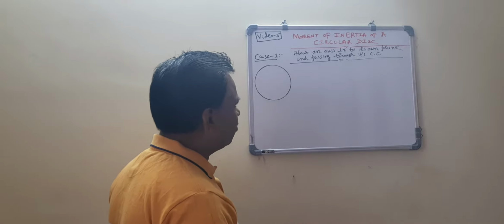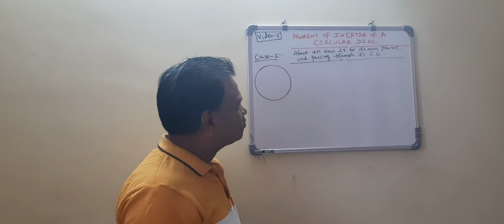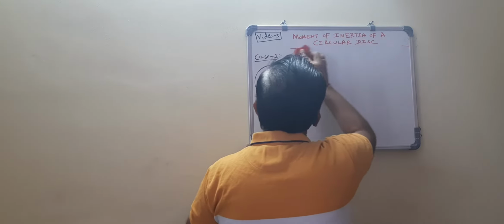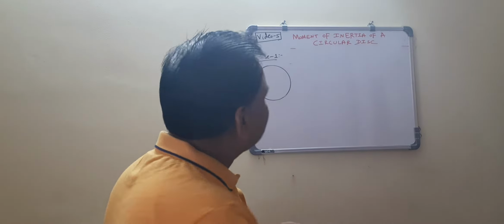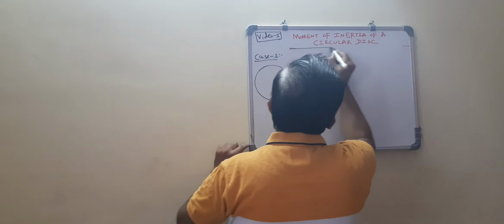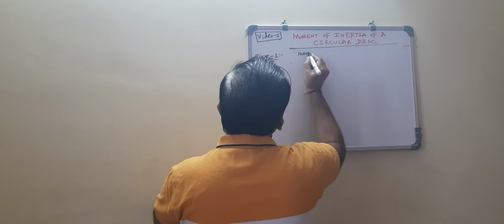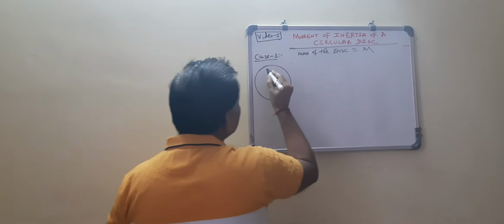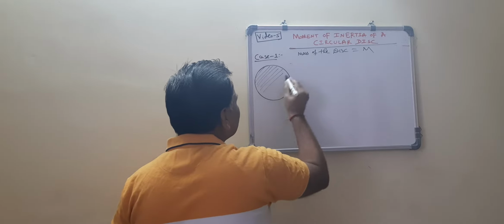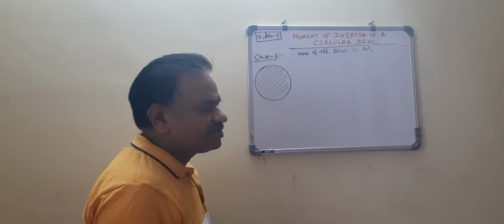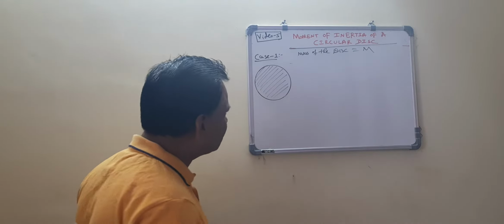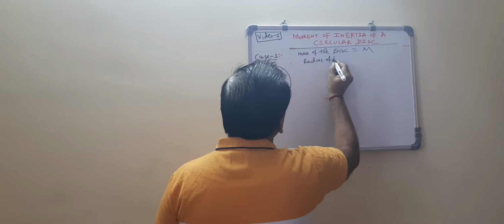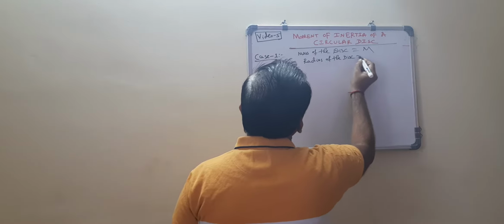What is case 1? Our axis is perpendicular to its own plane and passing through its center of gravity. Here, first, the mass of the disc is equal to M. The disc is completely solid. The radius of the disc is equal to R.